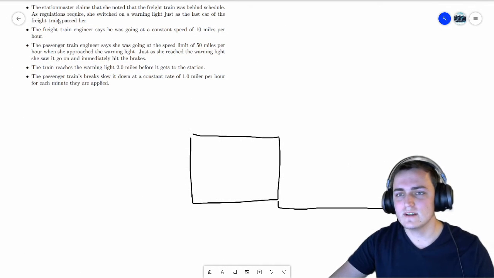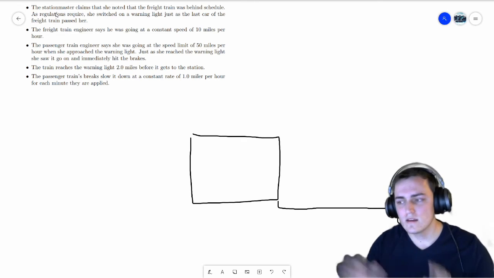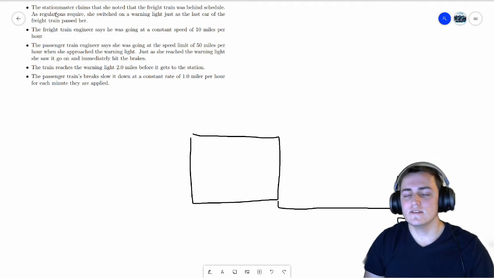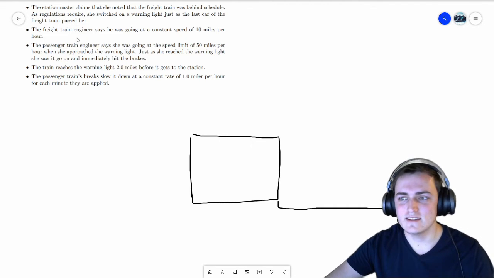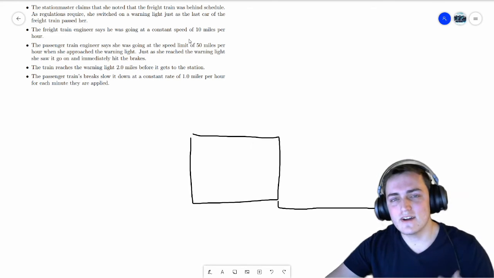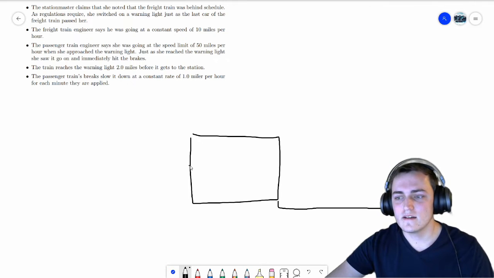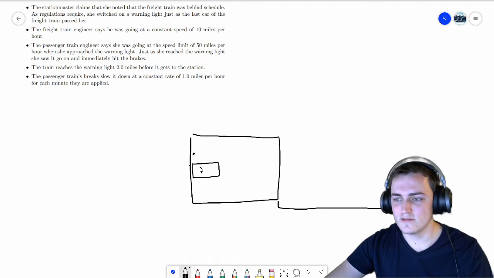Now, we see that it says the station master claims that she noted the freight train was behind schedule. So that freight train was too far back, and that's where that passenger train caught up and crashed into it. And so it says, as regulations require, she switched on a warning light just as the last car, the freight train, passed her. So we are at this very instant where the problem starts. She has just switched on a warning light. We don't know where that warning light is yet, but we do know the last car of the freight train just passed her. You can say she is like right here. And so this is the freight train.